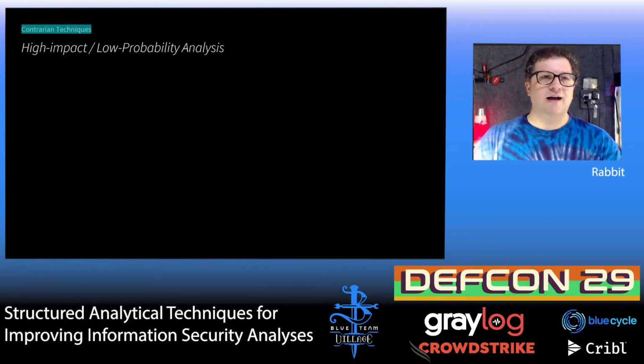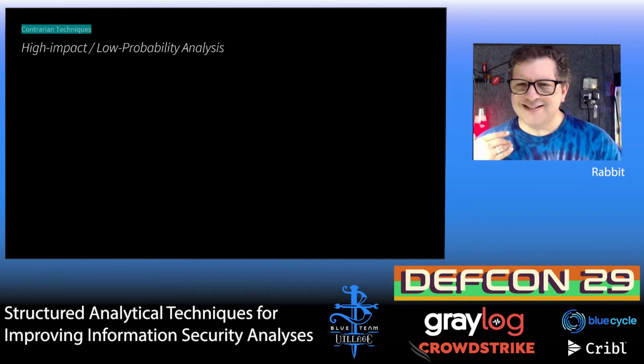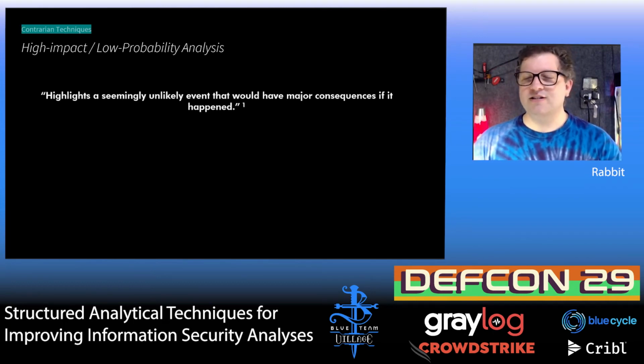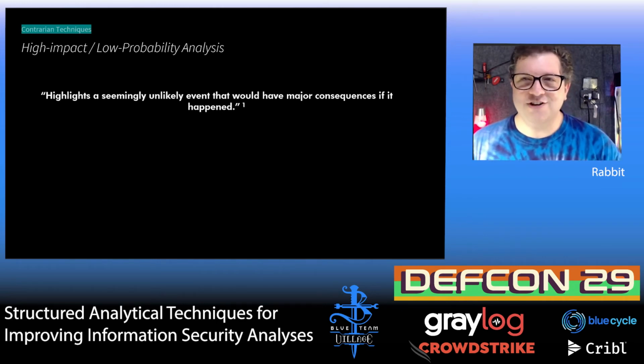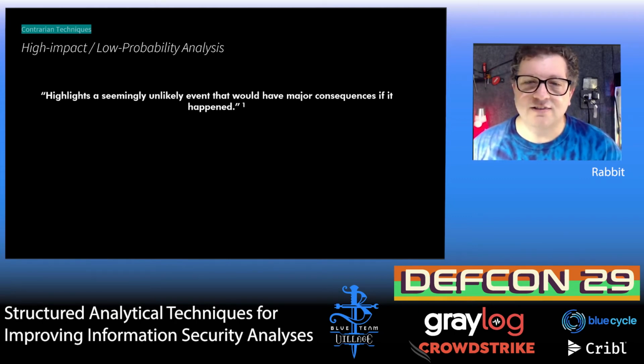So, high impact, low probability analysis. This is for when you have an event that would have dire consequences if it happened, but no one thinks it will happen. It's very useful when decision makers are convinced that an event is unlikely, but maybe haven't given sufficient thought to the consequences of its occurrence.